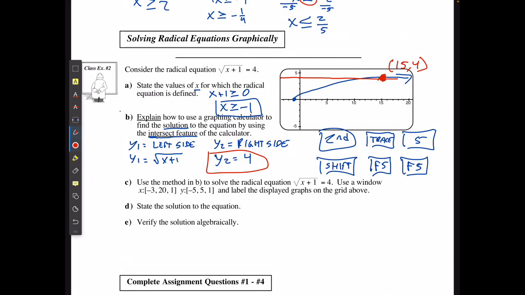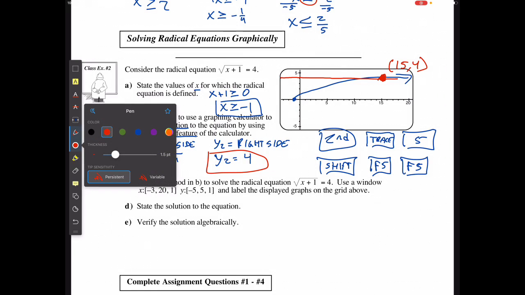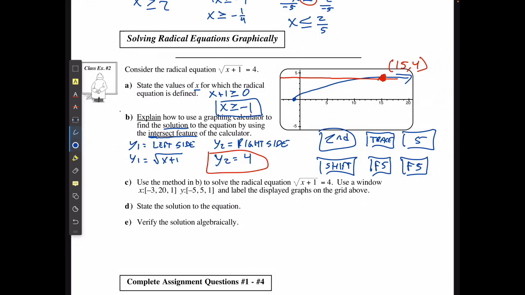So what's the solution to the equation? The solution to the equation is when x is equal to 15. If I'm proving this works algebraically, I'm going to substitute 15 into where x was, and say that the square root of 16 is equal to 4, which means that 4 is equal to 4, to prove that it works.